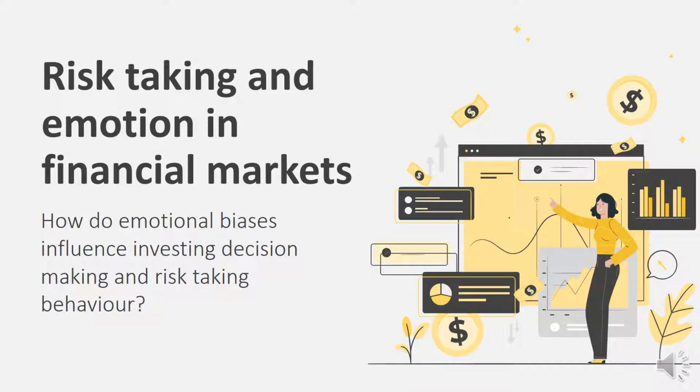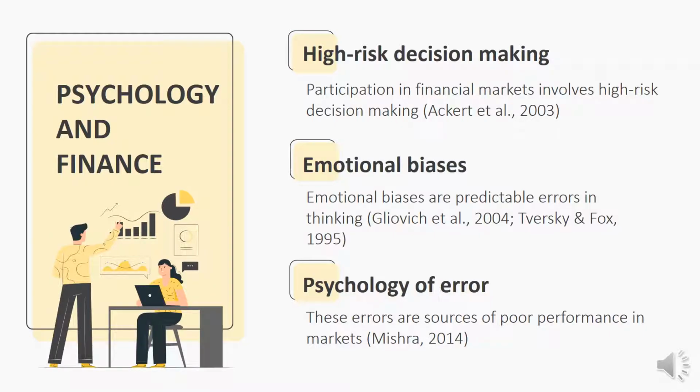Hello. This presentation is an introduction to the Wikibook chapter examining the effects of emotional biases on risk-taking and decision-making in financial markets. Participating in financial markets involves making high-risk decisions. Emotional biases are predictable patterns in thinking that cause errors and poor performance in markets. Understanding how our emotions influence our decision-making could improve financial outcomes and quite possibly be worth its weight in gold.